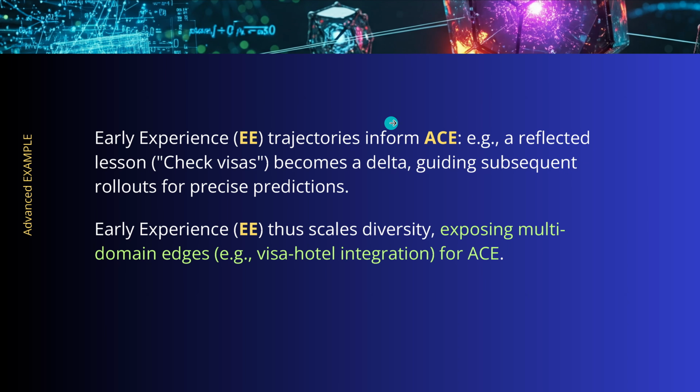Early experience trajectories now inform our ACE, our second step. A reflected lesson like, hey, don't forget to check the visas, now becomes a delta instruction in the playbook of ACE, guiding subsequent rollouts for precise prediction. You see, these two papers work so beautifully together. Sometimes it's really a pity that the authors don't know that Meta published the paper and Stanford published the paper just days apart. If they would have sat together and said, hey, come on. But otherwise, you would not have watched this beautiful video.